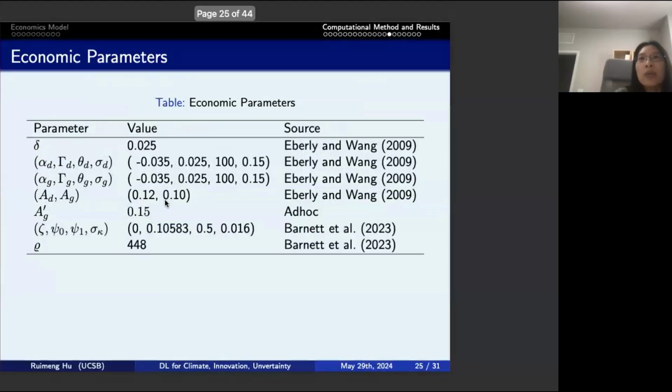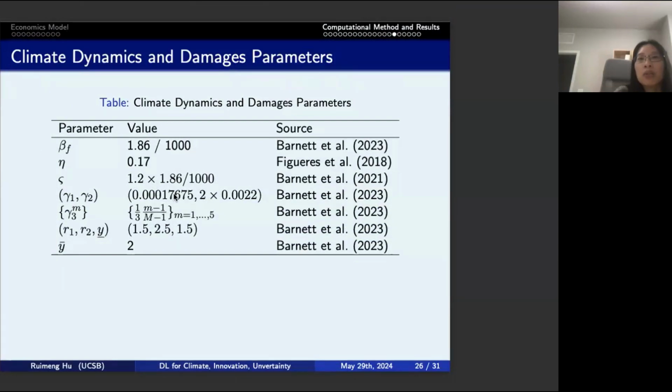Okay, so at the end, I want to just briefly mention that those are the parameters we use in order to solve the model. You can see that some of the parameters are really small, in particular the depreciation rate from the capital part, and gamma 1, gamma 2, which are the parameters in the damage function. Also the beta, which is the TCRE parameter from the climate side, is like 1.86 times 10 to the negative 4, and also this zeta, which is the noise from the damage. So all those small parameters present a challenge in terms of getting the solutions numerically.